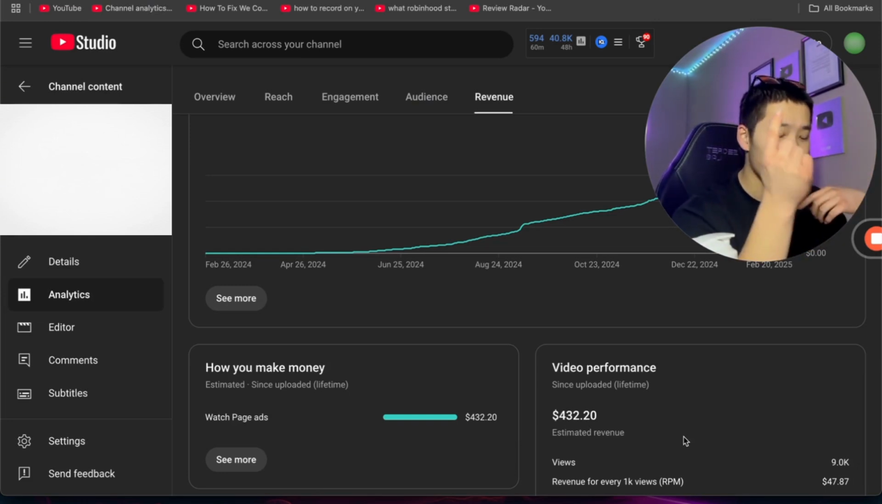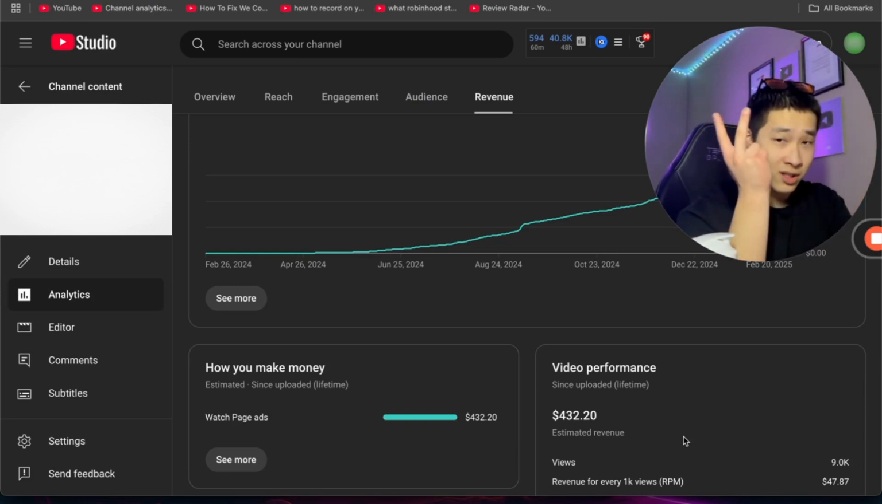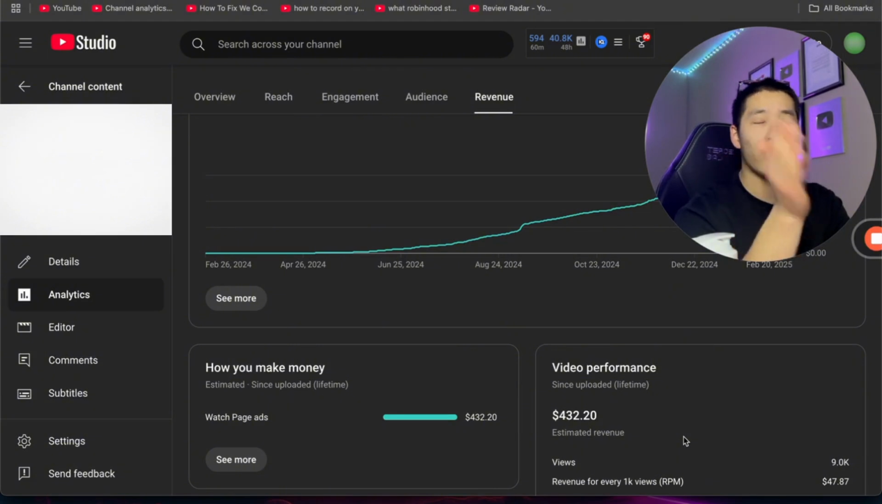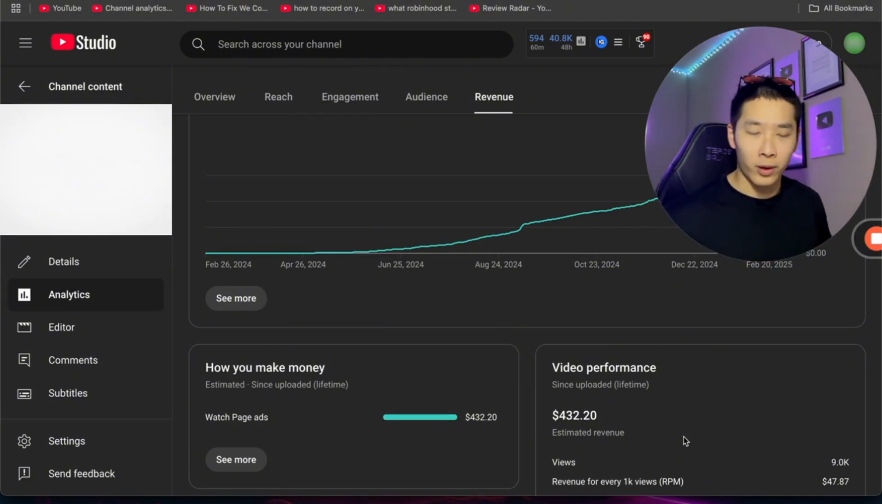That's the first myth. Second myth, for you to have consistently high RPMs, you have to make sure that you're targeting individuals who have a high spending power, because RPM determines how much you can actually make the advertiser, and thus the advertiser will be more willing to spend their budget on your video with your viewers.